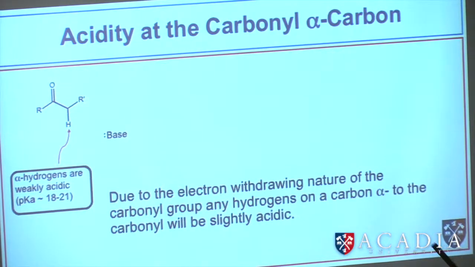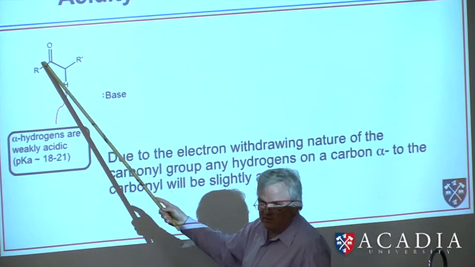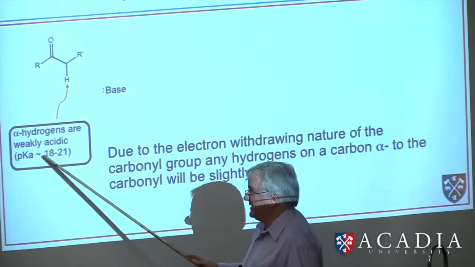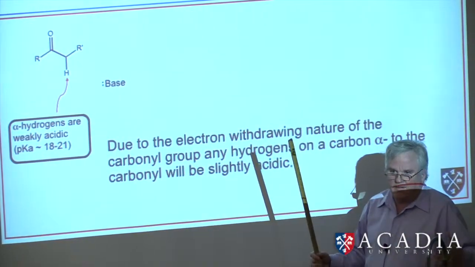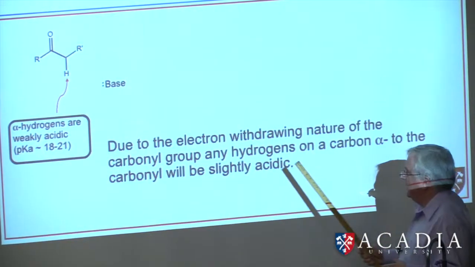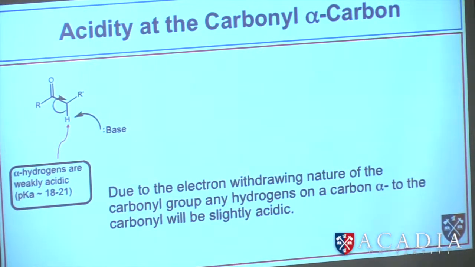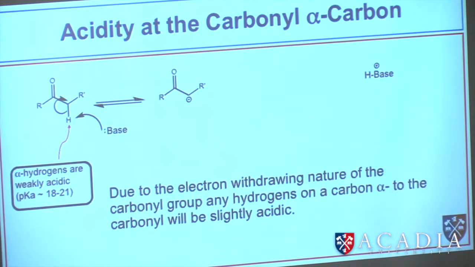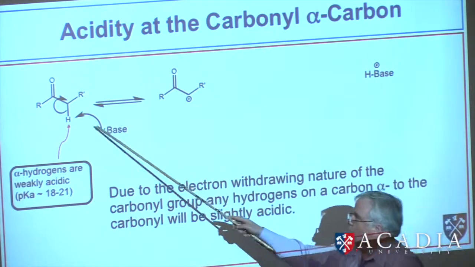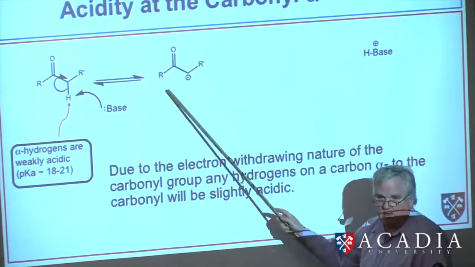the alpha hydrogens are weakly acidic because of the electron withdrawing nature of the carbonyl group. And by weakly acidic, they have pKa's between 18 and 21. That's not really very acidic, but if we have a strong enough base, we can remove that proton to form this anion.